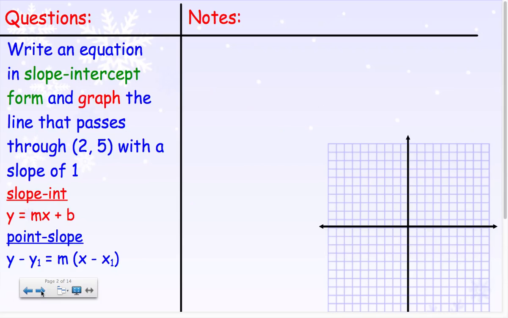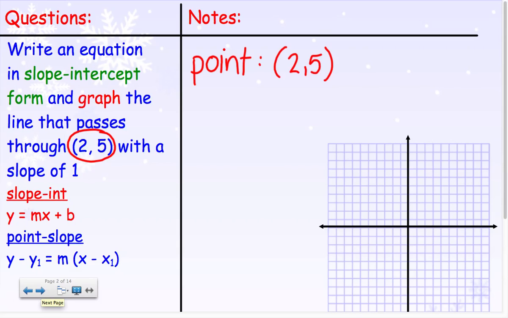Write an equation in slope-intercept form and graph the line that passes through (2, 5) with a slope of 1. The information I need from this problem is that our point is (2, 5), and we have a slope of 1. I want to write my equation in slope-intercept form, but I'm given a point and a slope. I'm not given a slope and an intercept. So I have to ask myself, what equation can I put it in?